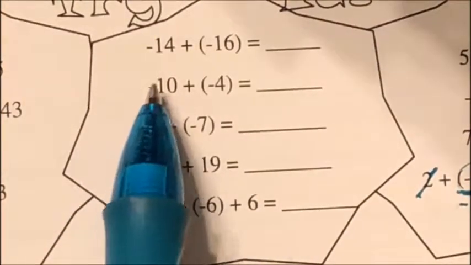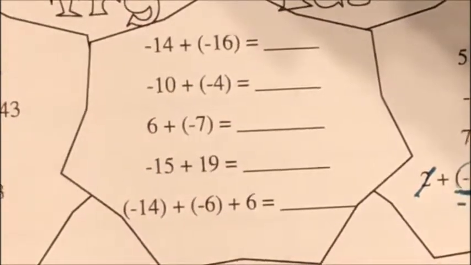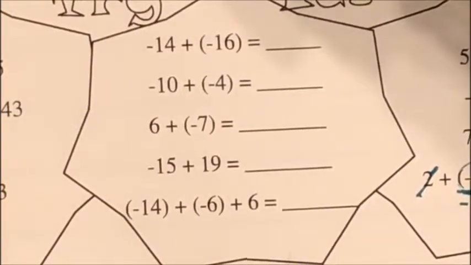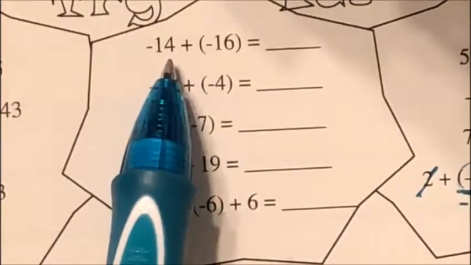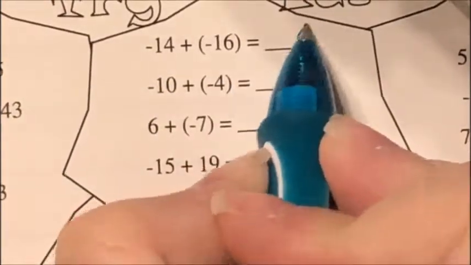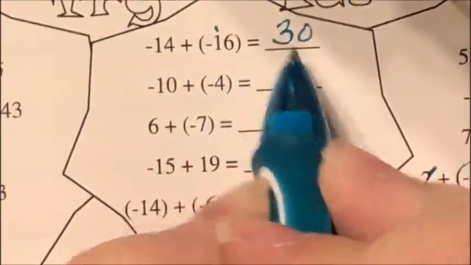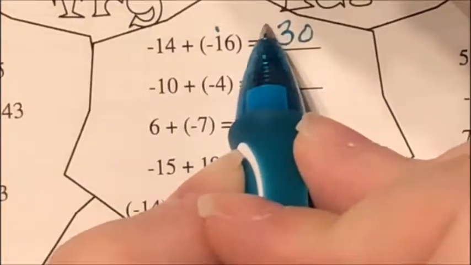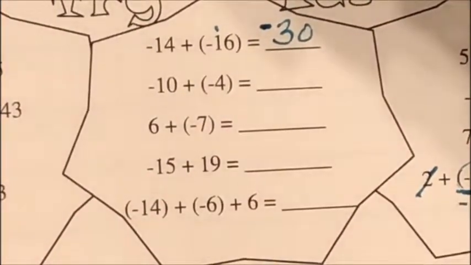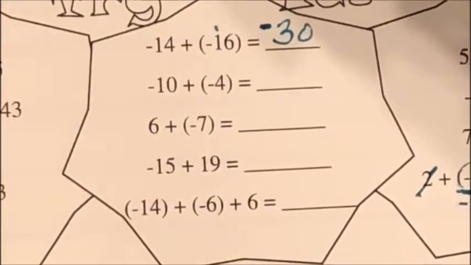So the first one says negative 14 plus negative 16. Okay, so they are the same sign, so I'm going to add them together. 14 plus 16, 6 plus 4 is 10, carry the 1. 1 plus 1 is 2, plus 1 is 3. And they're both negative, so my answer is negative 30. Okay, make sure you include your positive and negative signs. Otherwise, they're technically incorrect answers.